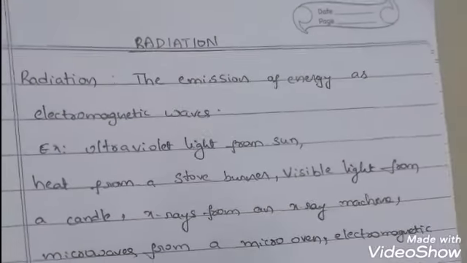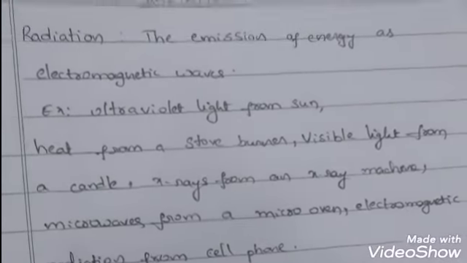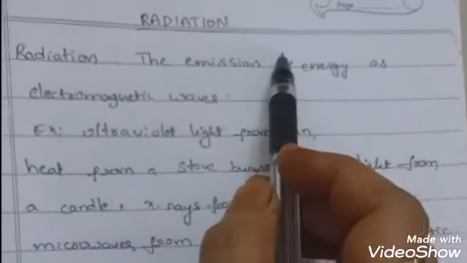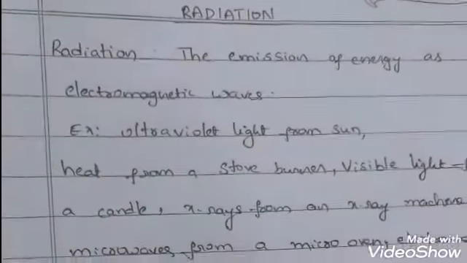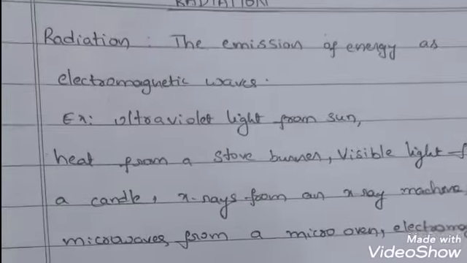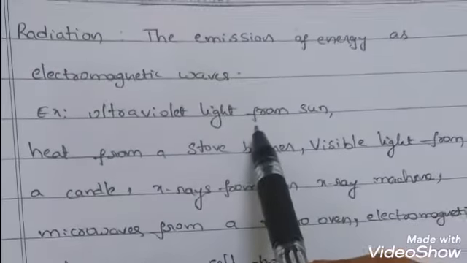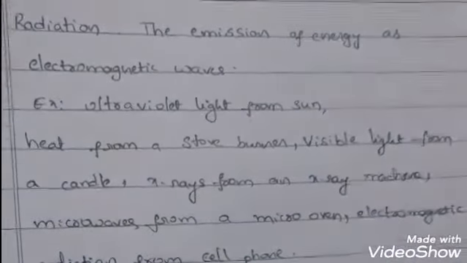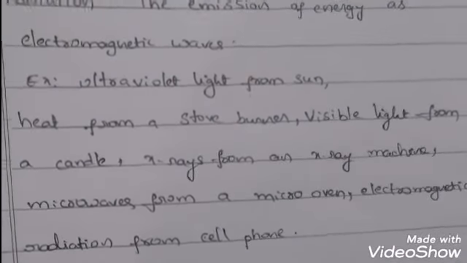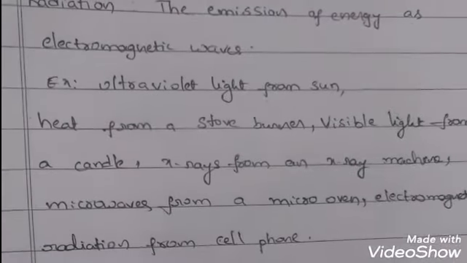Okay students, we'll complete the radiation chapter today. And you know that radiation is what? The emission of energy as electromagnetic waves. So the energy emits from any of the substances in the form of electromagnetic waves, we call that radiation. And there are so many examples for radiation, like ultraviolet light from the sun, heat from a stove burner, x-rays, radiation from cell phone towers. Everything we can say is radiation, which is in the form of electromagnetic waves.